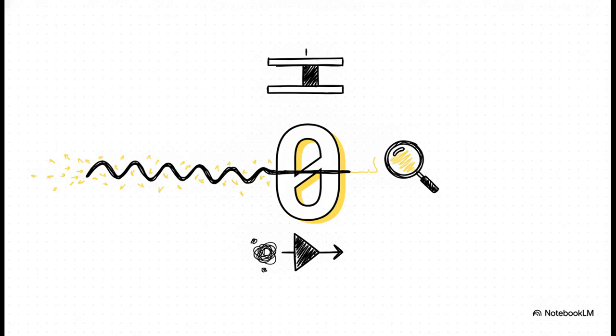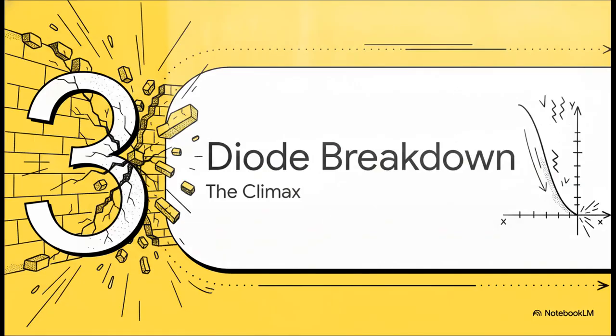This just happens because ambient room heat knocks a few stray electrons loose. But for almost all practical purposes, the traffic is entirely stopped. The diode is acting as an open switch. But you can only push things so far.